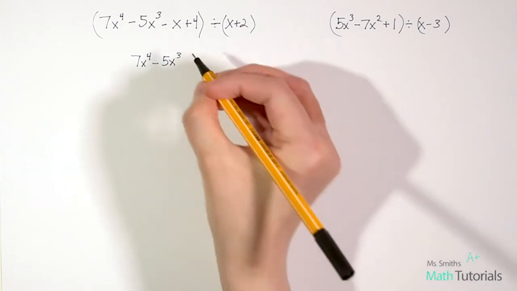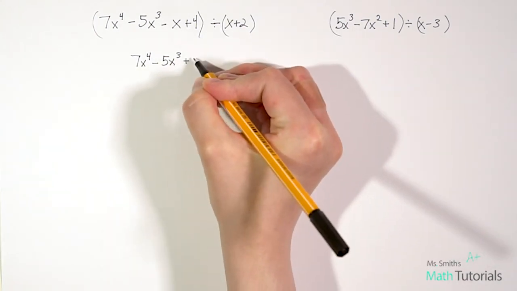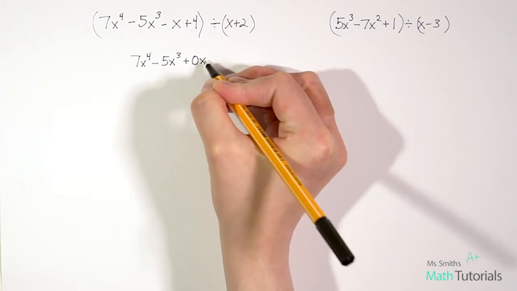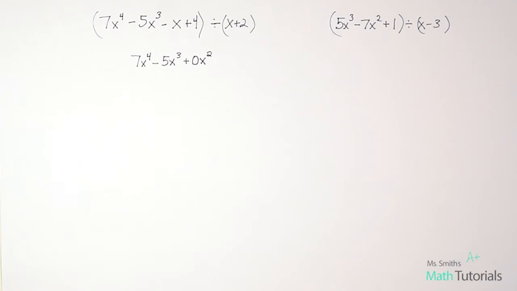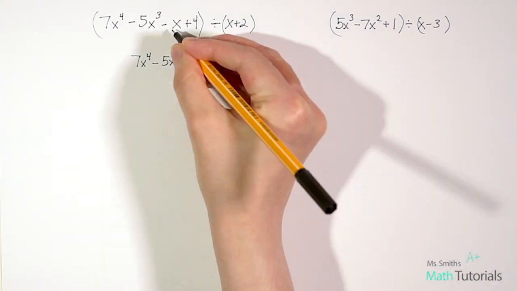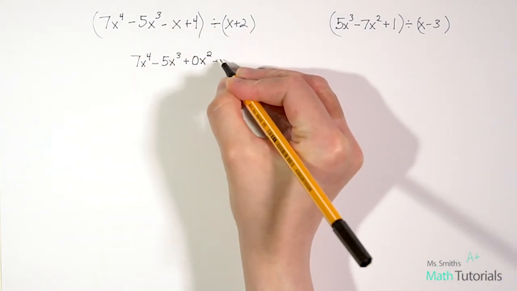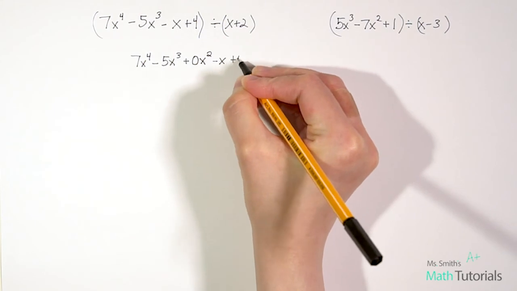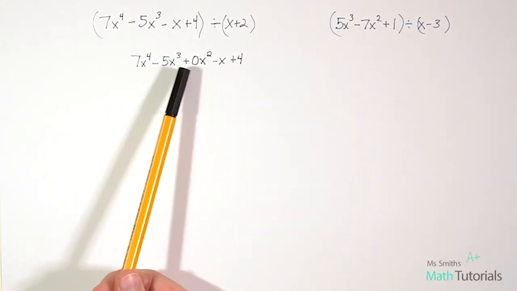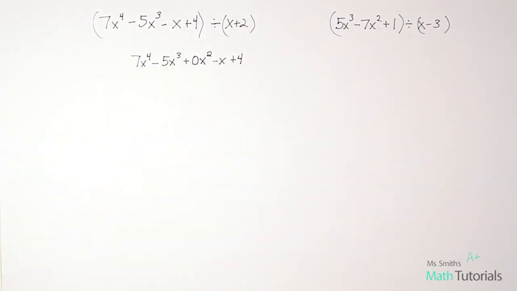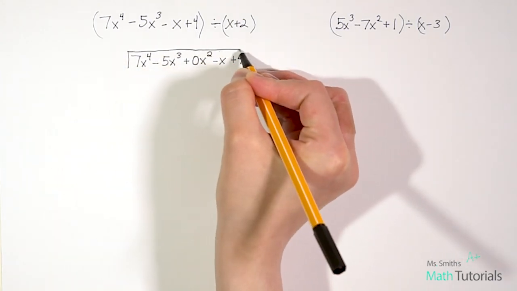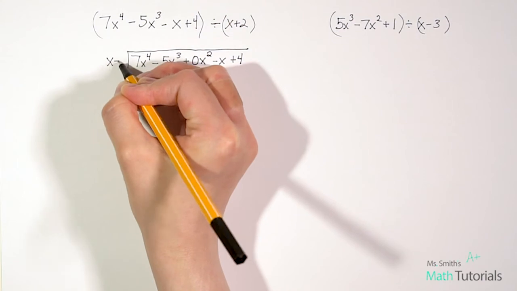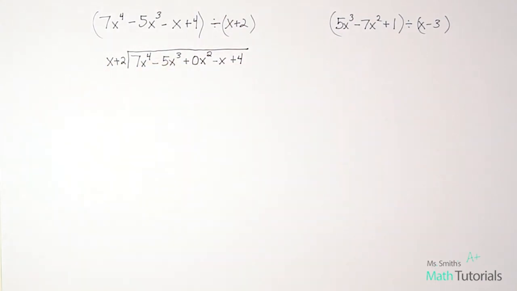So here's how we do that. We do a plus 0x squared. And it's really important. If we don't have that, our problem will not work out properly. Now we pick back up with the minus x plus 4. Now we've got 4, 3, 2, 1, and then the constant, so we're good. And we're going to divide that by x plus 2. And now we're ready to go just like with the other problems.